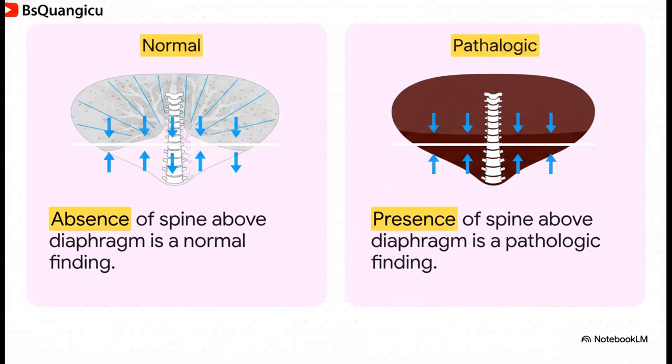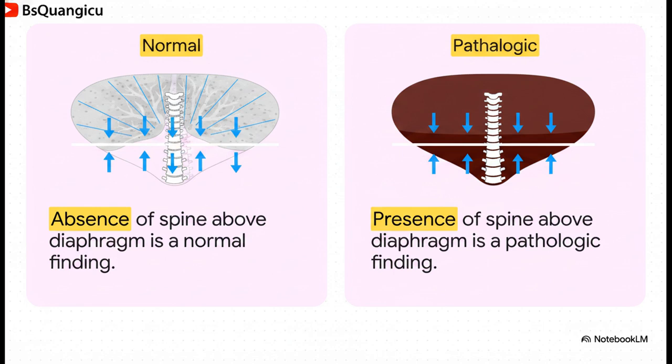But how do we actually detect that hemothorax? Well, normally, aerated lung tissue reflects ultrasound waves entirely, which creates a mirror image artifact of the liver or spleen above the diaphragm. You absolutely should not see the spine up there.